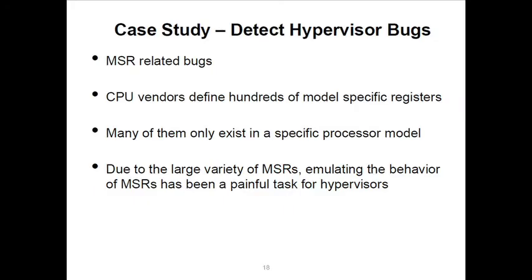And then a case study for bug detection. As I said, there are a lot of MSR-related bugs because the CPU defines hundreds of MSRs. Many of them may only exist in some specific processor models and may not exist in other processor models. So due to the large variety of MSRs, modern hypervisors always have trouble dealing with these MSRs.